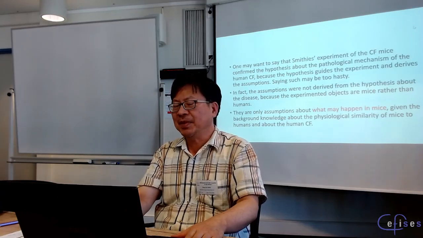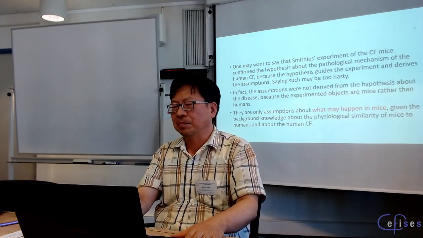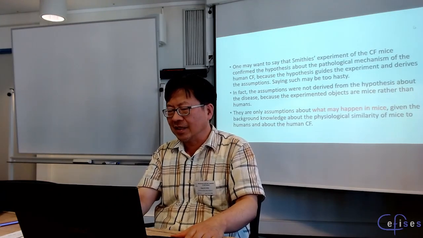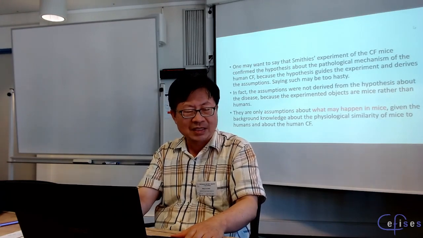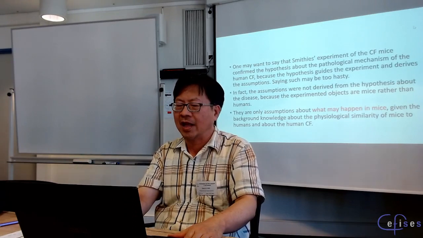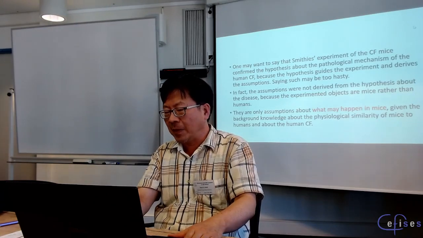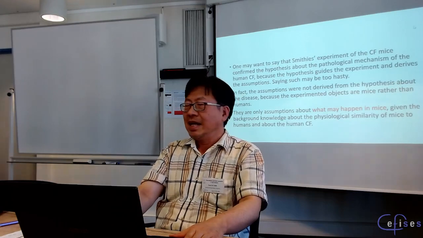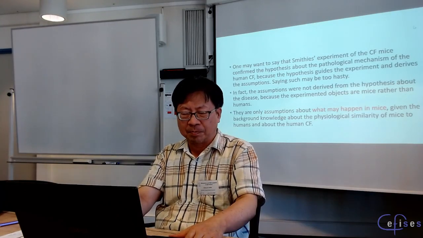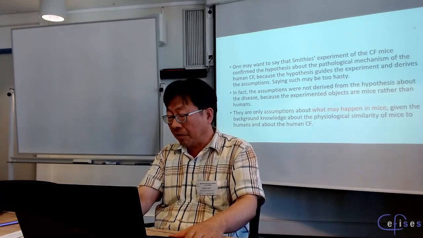One may say that Smith's experiment on the CF mice confirms the hypothesis about the pathological mechanism of human CF, because the hypothesis guides the experiment and derives the assumption. But I think saying so may be too hasty. In fact, the assumptions were not derived from the hypothesis about the disease, because the experimental objects are mice rather than humans. There are only assumptions about what might happen in mice, given the background knowledge about the physiological similarities of mice to humans and about the human disease.